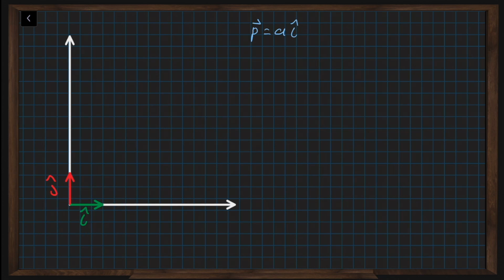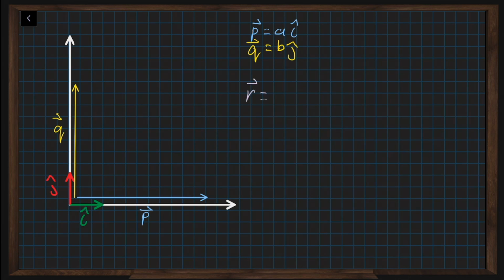Then we take another vector which is q, and that is some scalar quantity b times j hat. So q is b times this vector. Okay, so here we are just scaling 2 vectors. So let's draw p. And let's draw q. But now we want to find another vector, and this is the vector r. And we define this vector as p plus q.